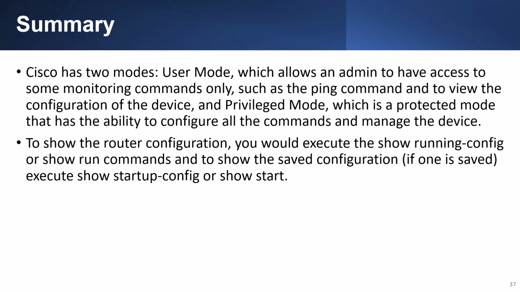In summary, Cisco has two modes: user mode, which allows an admin to have access to some monitoring commands only, such as the ping command, and to view the configuration of the device, and privilege mode, which is a protected mode that has the ability to configure all the commands and manage the device. To show the router configuration, you would execute the show running-config or show run commands, and to show the saved configuration, if one is saved, execute show startup-config or show start.